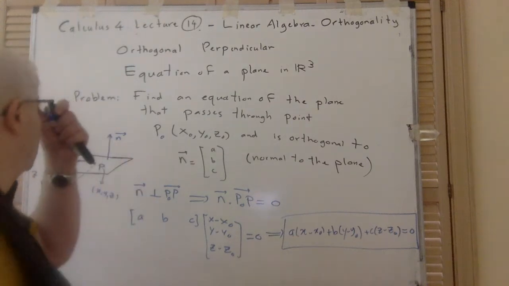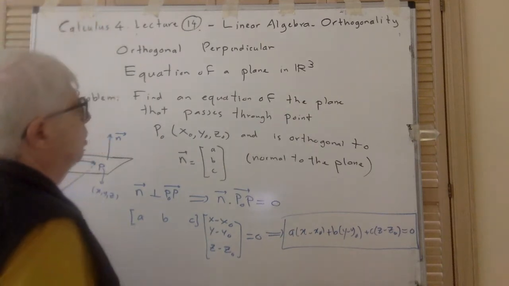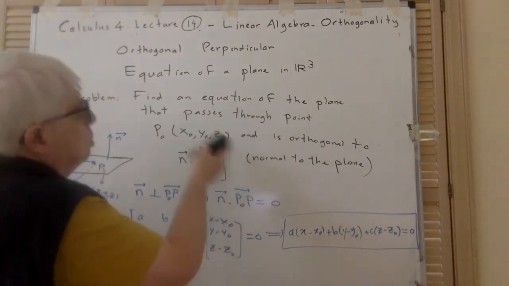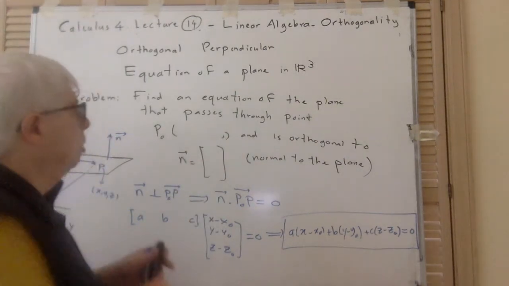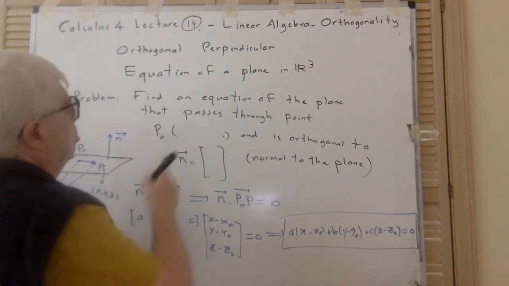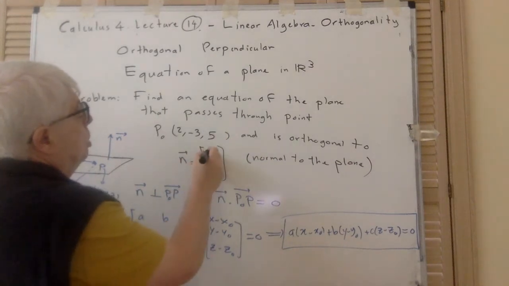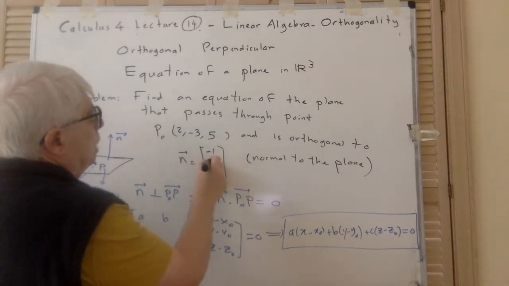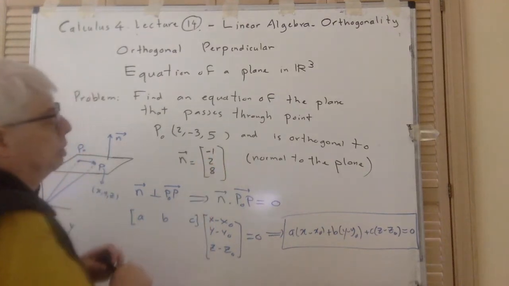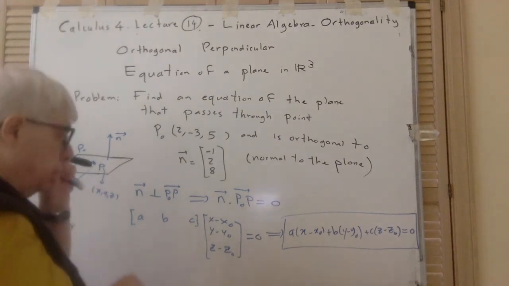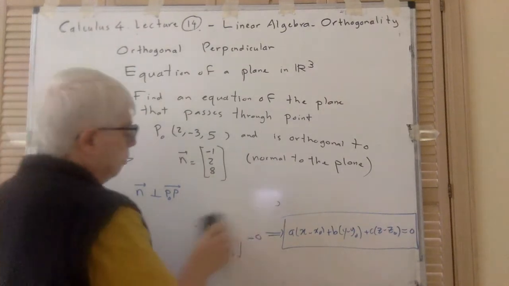So, let me give you an example here. Find an equation of the plane that passes through a point. Let's write some points here and some vector. Point, say, (2, -3, 5), and the vector is, say, (-1, 2, 8). Okay, so P0 and N are given, and this is what I have, and that's the formula.